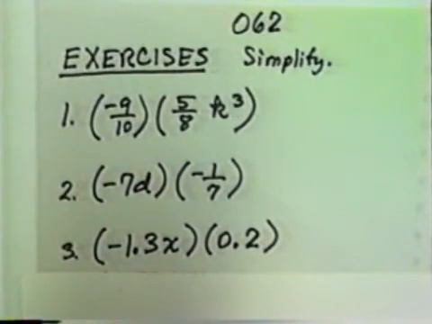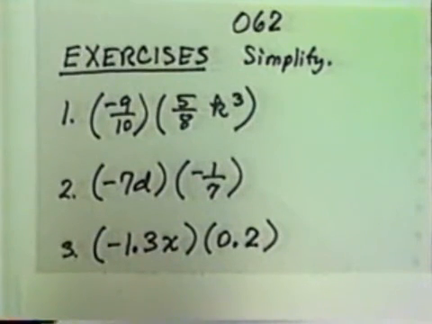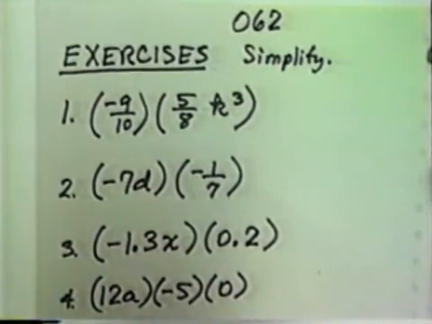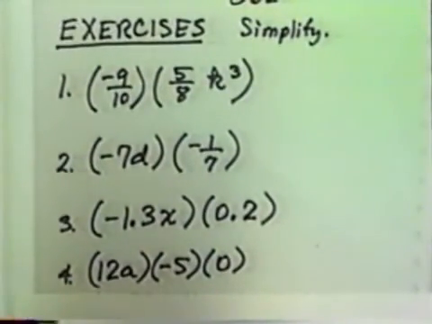Exercise 3, negative 1.3x times 0.2. Negative 1 3/10 x times 2/10. And exercise 4, 12a times -5 times 0.